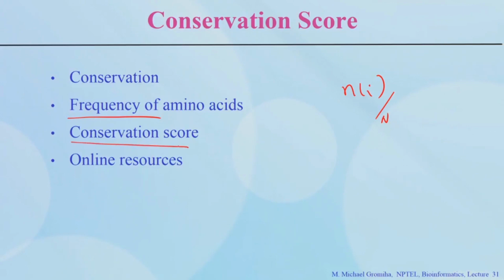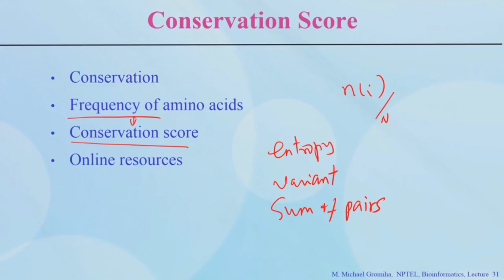How to convert the score? What are the various ways to convert the frequency to score? Entropy based, variance based, and sum of pairs. You can use different ways to get this.